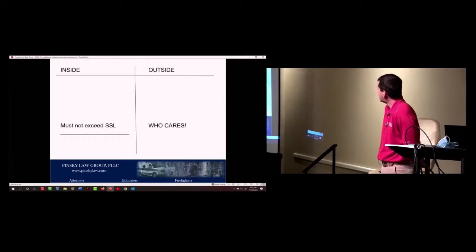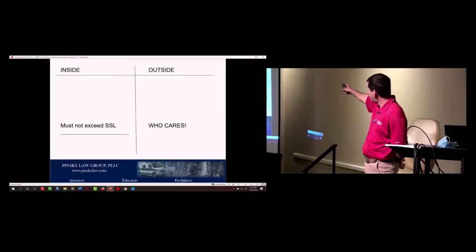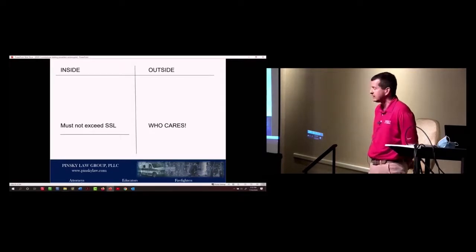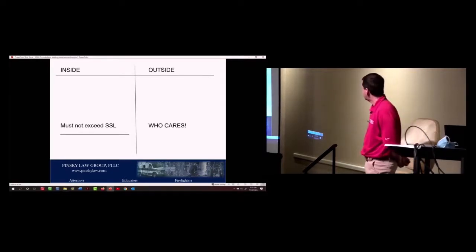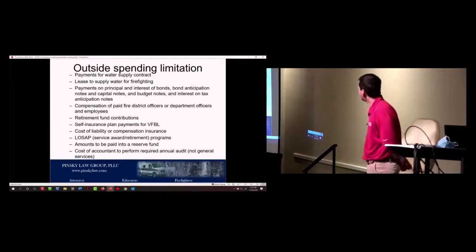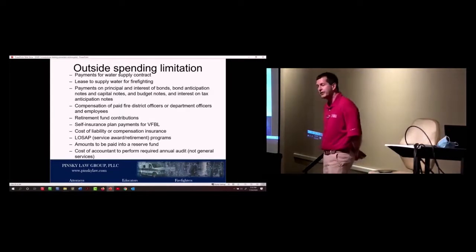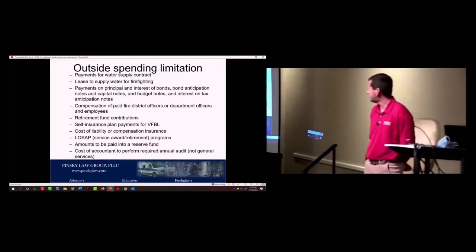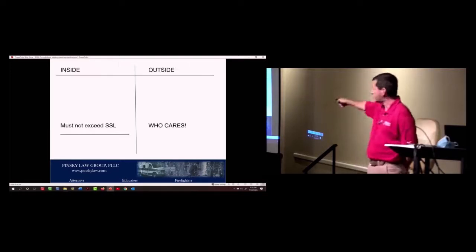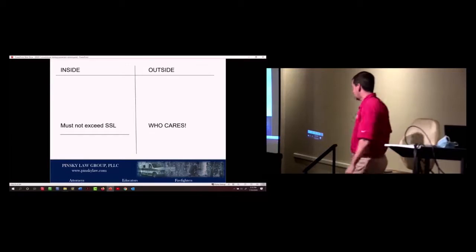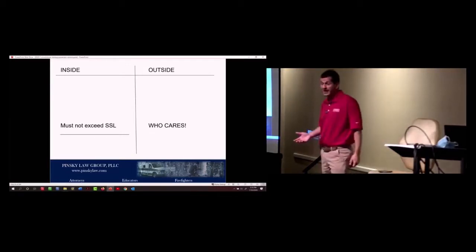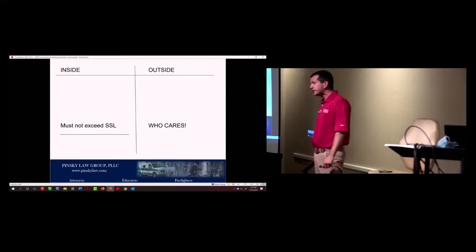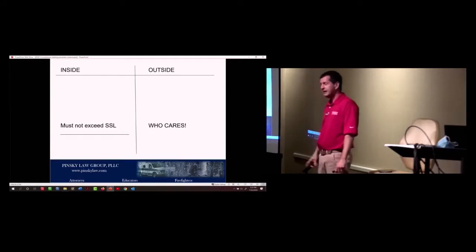So we're going to create a T-chart, which looks like this. It's got inside, outside, right? The inside can't exceed the statutory spending limit, and the outside, who cares? So what is outside? How do we know? Well, Town Law, Section 176, paragraph 18, I believe, lists about 20 or so things which are outside, meaning the who-cares limit. So we're going to go through your itemized budget, and we're going to pull out everything that's inside and outside, and you're going to read it.